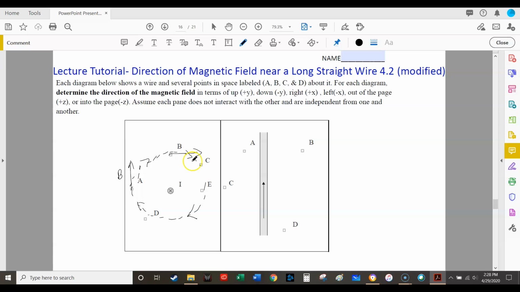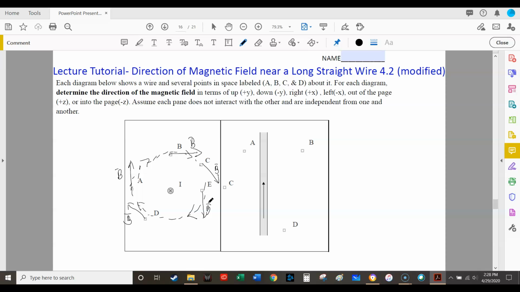At B, it's going to be pointed to the right. At C, it's going to be pointed down and to the right. At E, it should be pointed straight down. And at D, it should be pointed up and to the left. So just kind of like little tangents along a circle. That's how I'm thinking of the magnetic field at each one of these points. Okay? How'd you do on that?